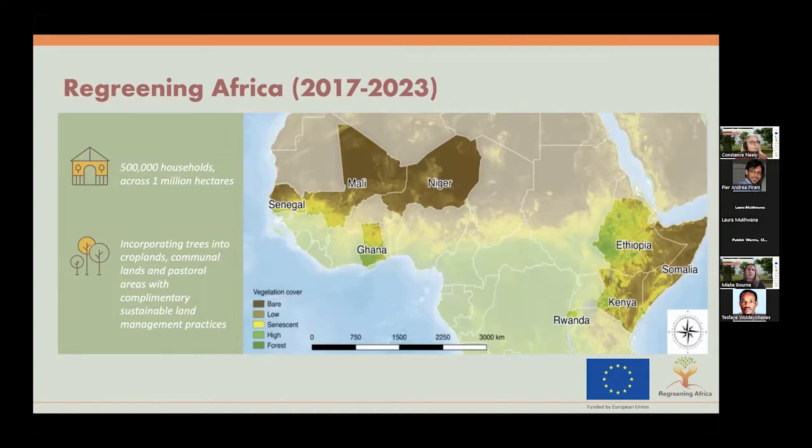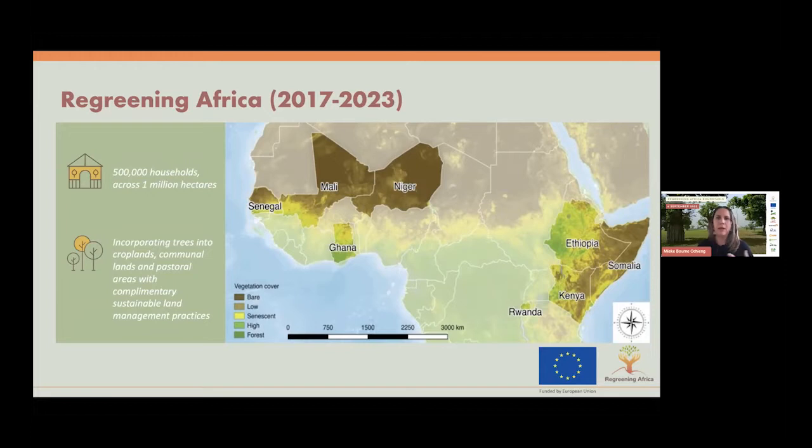So as Constance mentioned, my name is Mika Bourne. I'm the Program Manager for Regreening Africa, and I'm based in Nairobi, Kenya, working at C4ECRAF. So I'd like to give a very brief introduction to Regreening Africa, because for the next few hours, you will be hearing all of the different dimensions about the partnership, the practices, and the approaches that we're using in the program. So Regreening Africa is a very ambitious program.